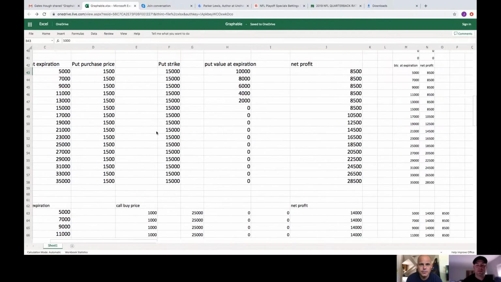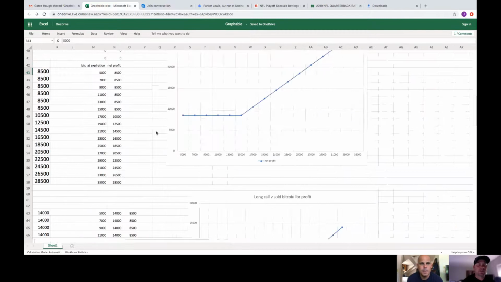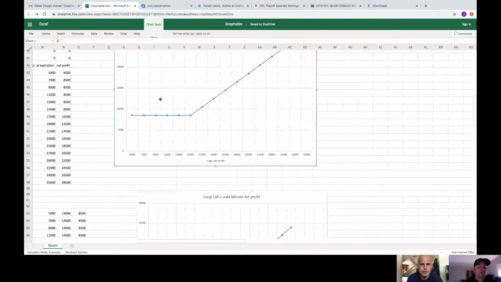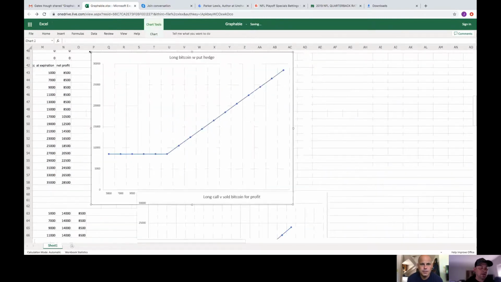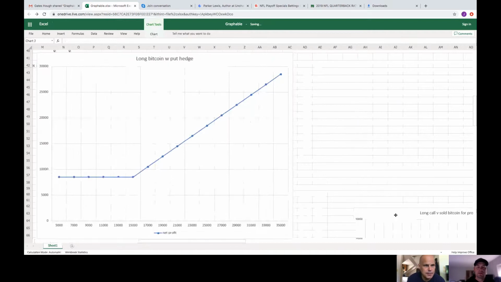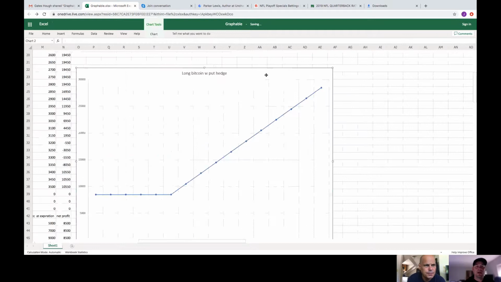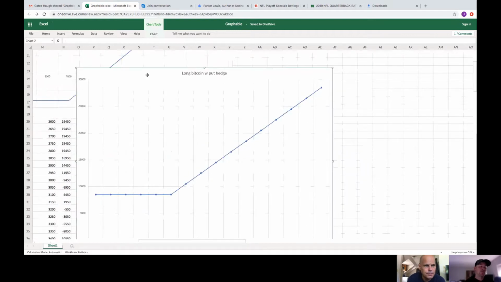So what we're looking at here is this graph. This was one of the first ones we did, which is keep my Bitcoin. Is this big enough for you? Yeah, that's perfect.